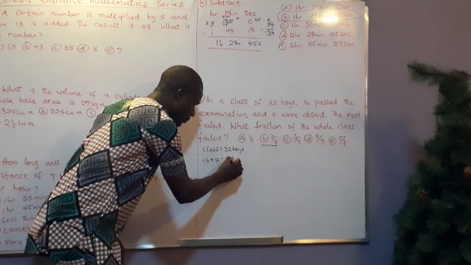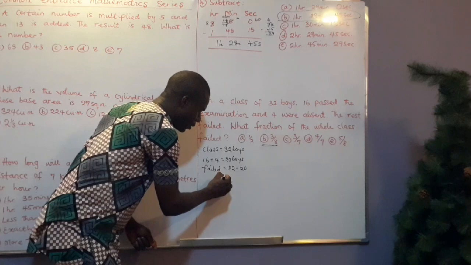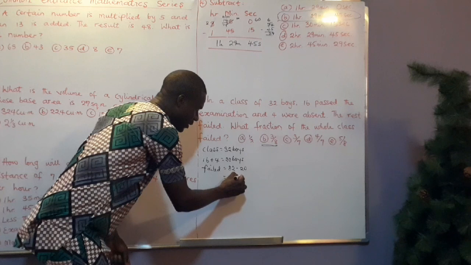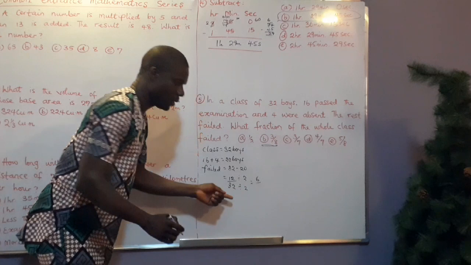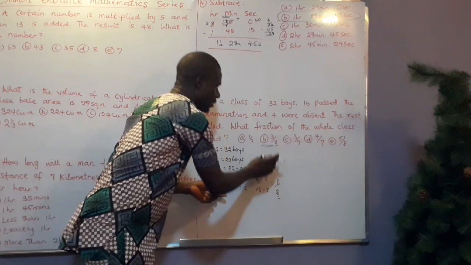Now those that failed the exam would be the total number of boys in the class, 32, minus those that did not fail, which will give us 12. Then, what fraction of the whole class failed? 12 that failed over how many are there in the class? 32. Divide both by, let's start with 2, which will give us 6 over 32 divided by 2? 16. That's correct. Also divide further by 2. This will give you 3 over 8. So you can see that she is correct. Well done.